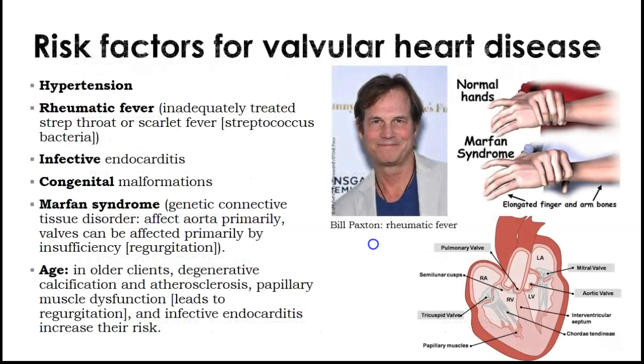Some risk factors for valvular heart disease: hypertension, rheumatic fever, which is basically an inadequately treated strep throat or scarlet fever. This comes from the streptococcus bacteria, infective endocarditis, and some congenital malformations like Marfan syndrome, which is a problem of the connective tissue. And age can also cause some issue. Older clients, degenerative calcifications and atherosclerosis can also influence how the valves work.